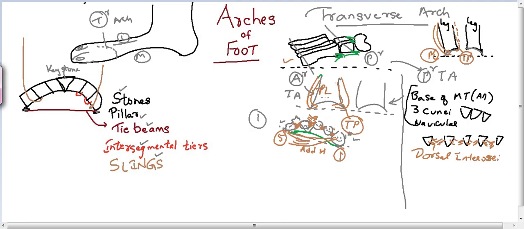The slings are peroneus longus on the lateral aspect, supplied by the superficial peroneal nerve, and tibialis posterior from the posterior medial aspect, supplied by the tibial nerve, that is the sling. So this transverse arch helps in the adaptation of these bones while walking on an uneven surface, therefore helps in the dynamicity of the foot.